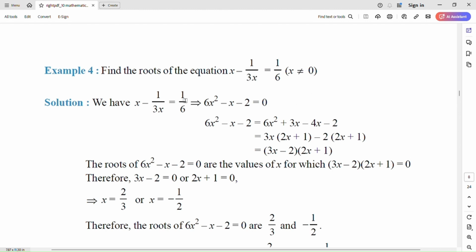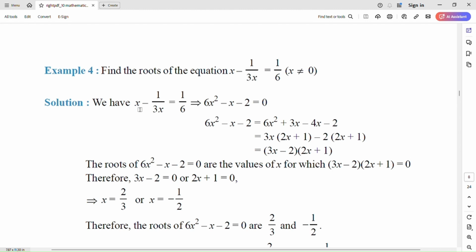Find the roots of the equation x minus 1 by 3x equal to 1 by 6, x is not equal to 0. Okay. So in this case, it doesn't look like a quadratic equation, but we need to try to convert it into a quadratic equation and then solve the problem. So if you see here, x minus 1 by 3x equal to 1 by 6, then you take the LCM here or multiply the equation with 3x, to remove the x term from the denominator. That is the main intention.